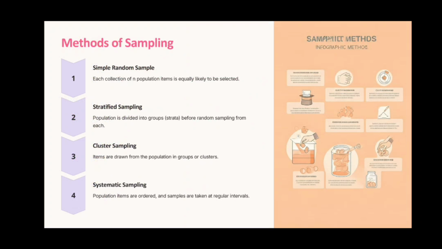And lastly, we have the systematic sampling. In systematic sampling, the population items are ordered and samples are taken at regular intervals. It's like you going to Walmart and you have a line of people waiting for a bus. Let me put that as an example. You have a line of 100 students waiting on a line for a bus. So in systematic sampling, you can say, at every 10th student, those are going to be your sample. So in 100, you count number 1 to 10, you pick that.